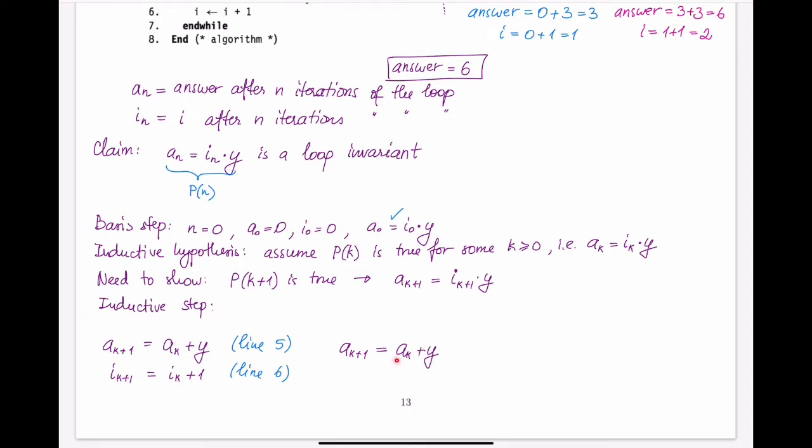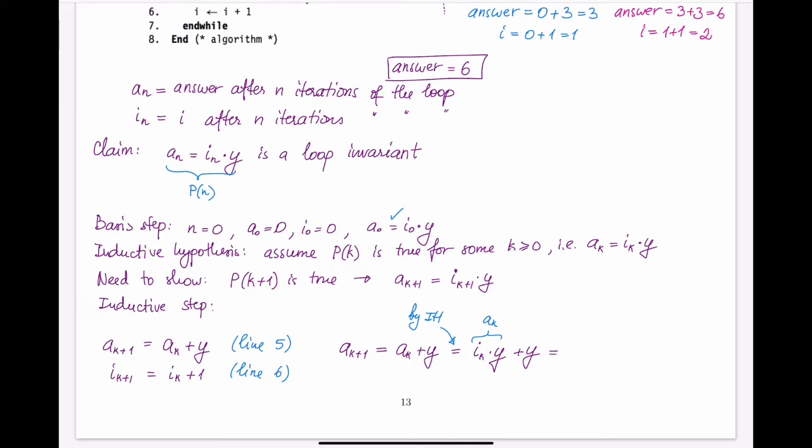Now, once I'm down to here, this is really great news because I can use the inductive hypothesis directly. I can simply substitute a sub k with the expression that I've assumed is true for it in the inductive hypothesis. So here I have I sub k times y plus y, right? So this is a sub k, and this step can be performed by the inductive hypothesis.